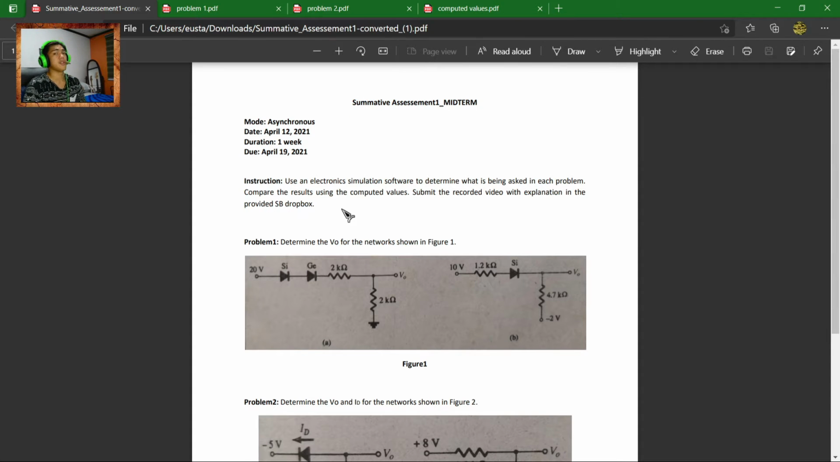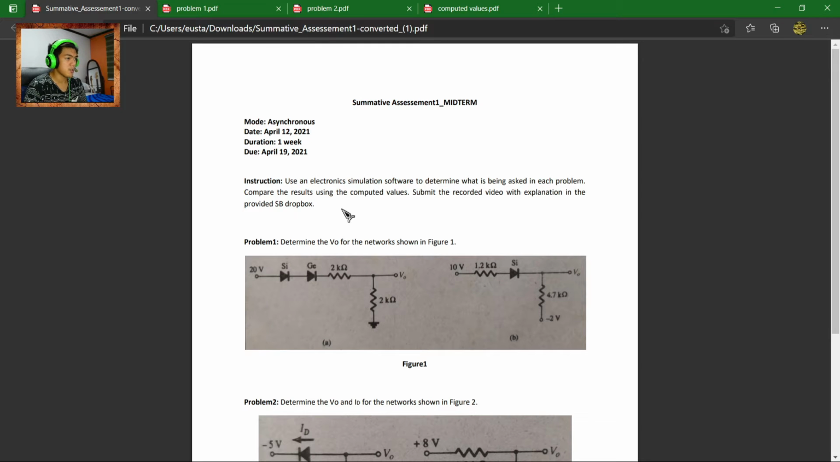Here are the instructions. Use an electronic simulation software or multi-simulator to determine what is being asked in each problem. Compare the results using the computed values. At the end of this video, we are going to conclude with the percent errors of my computed values to the simulated values from the multi-simulator. Submit the recorded video with explanation in the provided SB Dropbox.